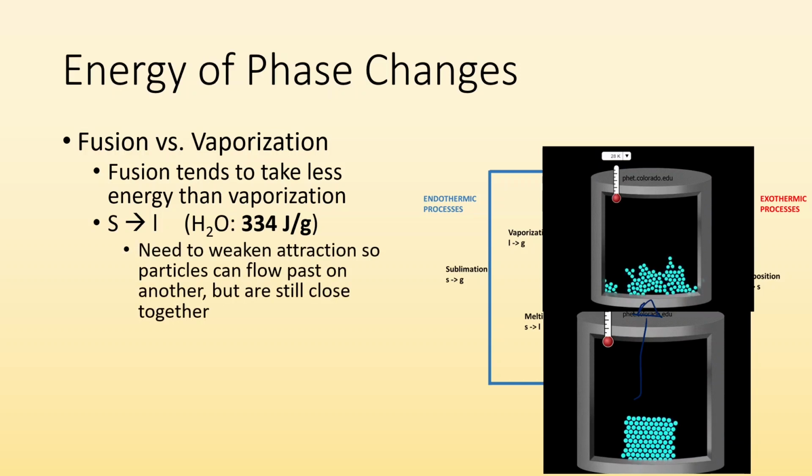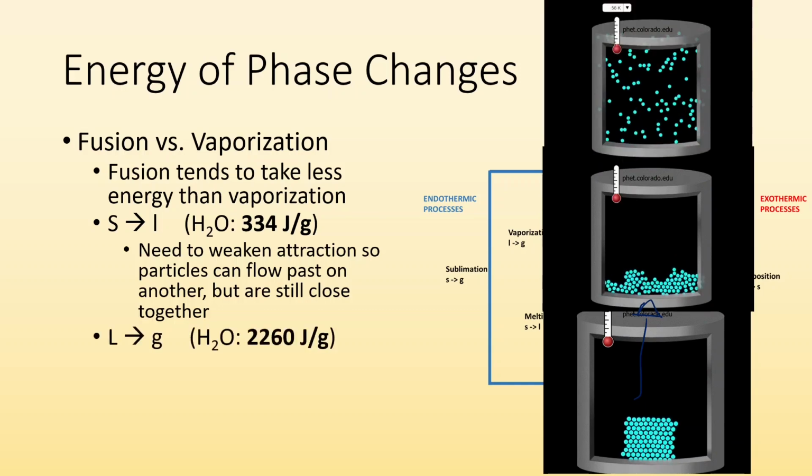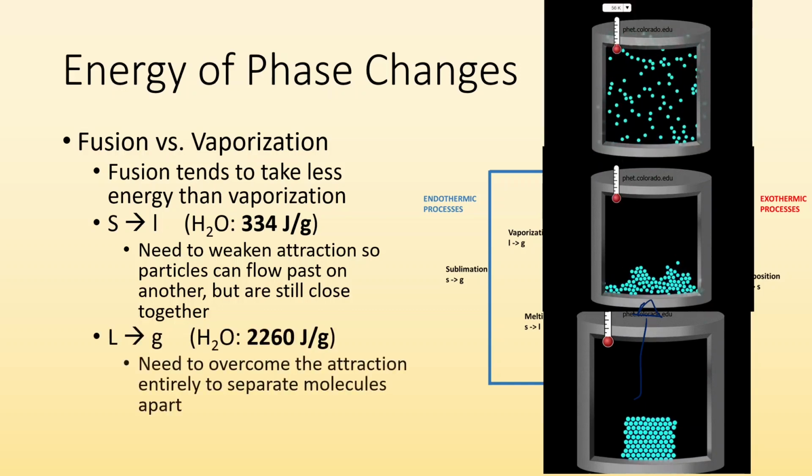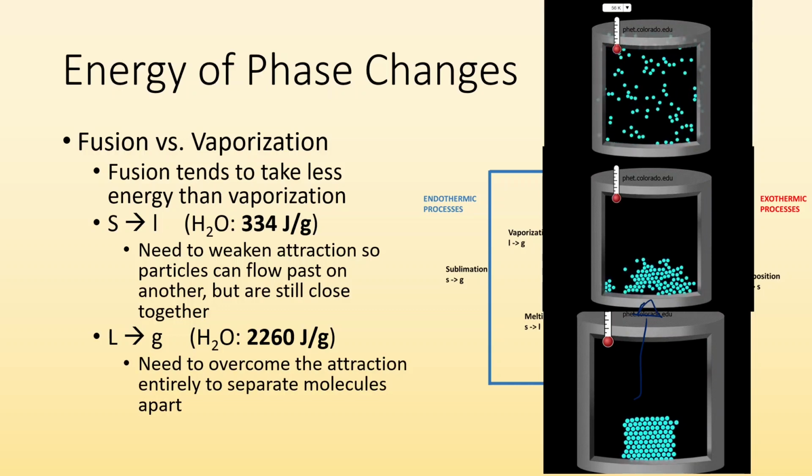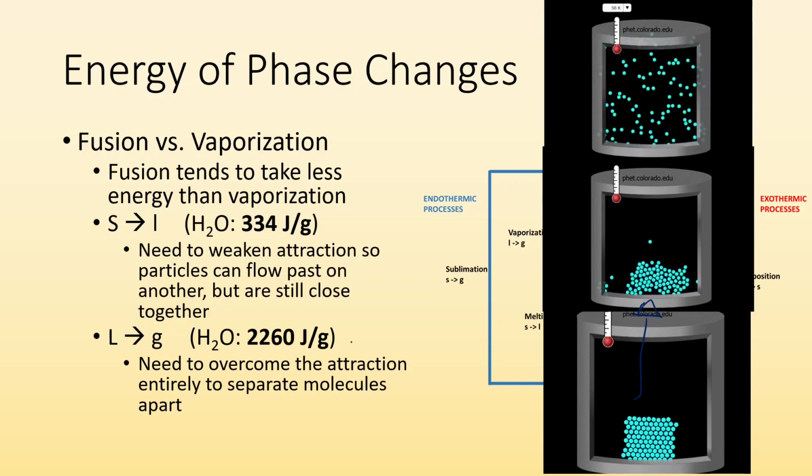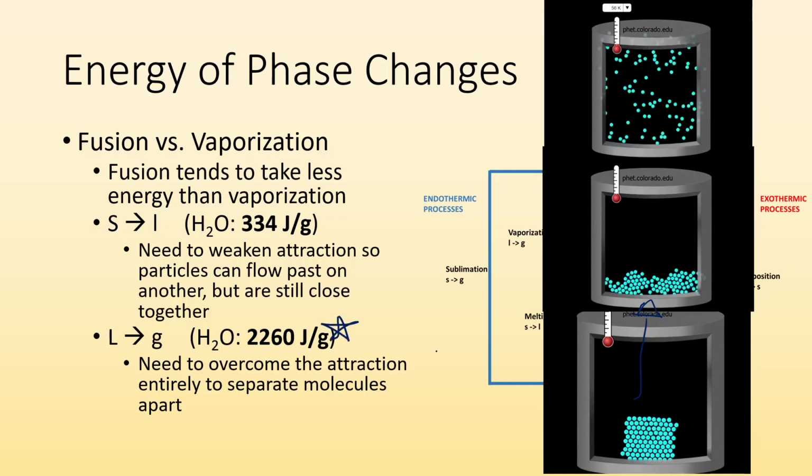But that's only because we need to just weaken the attraction of the particles so they can flow, but they're still really close together. If we look at liquid to gas, there's a big difference. We need to overcome the attraction entirely to separate those molecules apart. And that's going to take a lot more energy. You can see that in the value. It's almost 10 times more. Actually, I lied. Maybe it's 7 times more.